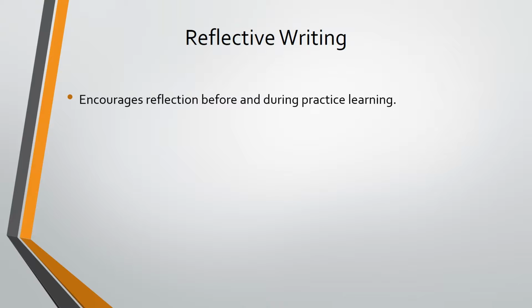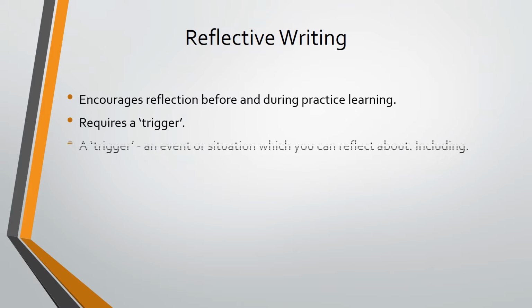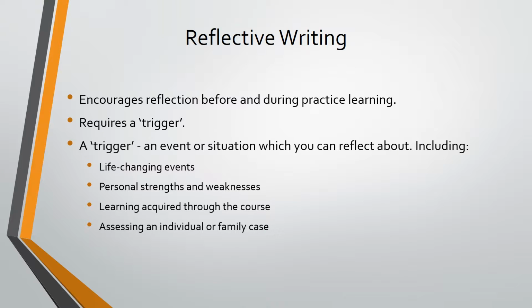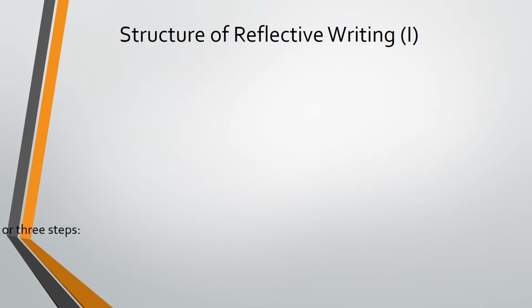Reflection requires a trigger. A trigger is an event or situation which you can reflect about. These include life-changing events, personal strengths and weaknesses, learning acquired through the course, assessing an individual or family case, reading a discipline-related article. Now we will consider the structure of reflective journal writing.